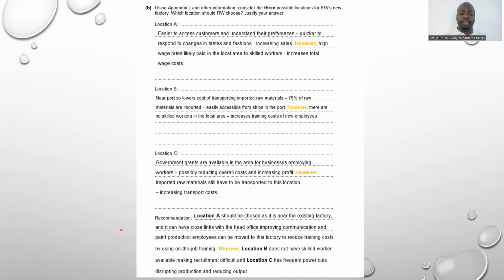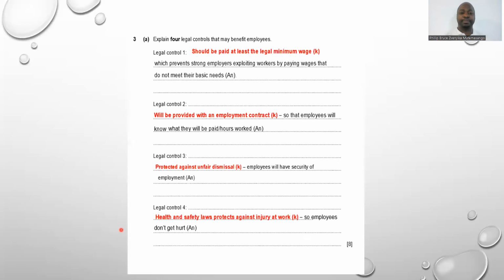Let's go on to the second question that we have. Question 3A. Explain 4 legal controls that may benefit employees. So remember, in this question, you are supposed to provide a fact and analysis because it's a general question. You are not supposed to apply your answer to the scenario.